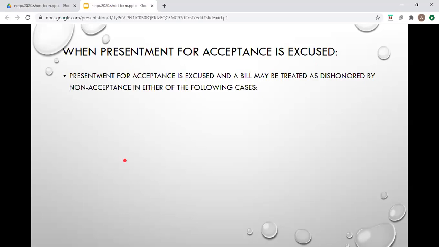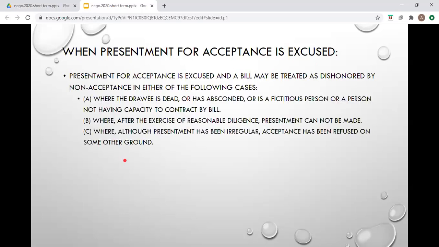Okay? Presentment for acceptance is excused and a bill will now be treated as dishonored by non-acceptance in any of the following cases. First, where the DRAWEE is already dead. Okay? So, or has absconded, or is fictitious, or a person not having any capacity to contract. While ago, sabi natin, when the DRAWEE is dead, you have the option to present it to the personal representative, right? But then, the presentation to the personal representative when the DRAWEE is dead is simply optional. May or may not. Hindi importante, hindi necessary, okay?